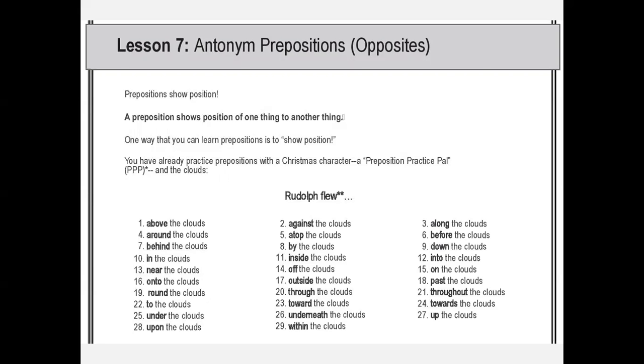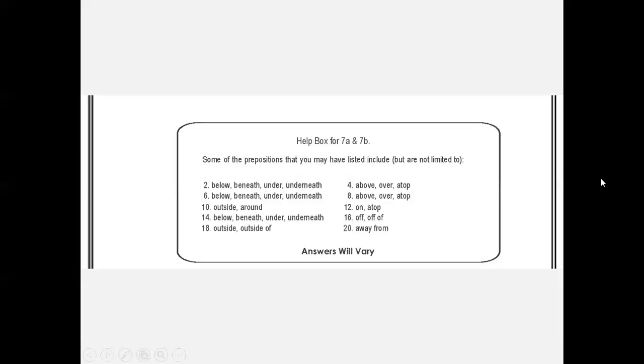So then we move into lesson 7, which is antonyms. So these are opposites. They're going to use their check sentence, above the clouds, against the clouds, along the clouds, and so forth. And then they are going to find opposites. One of the things that I have my students do is they'll write 20 prepositions, and I'll say, okay, everybody stop what you're doing, and right beside each preposition, write a synonym for it.